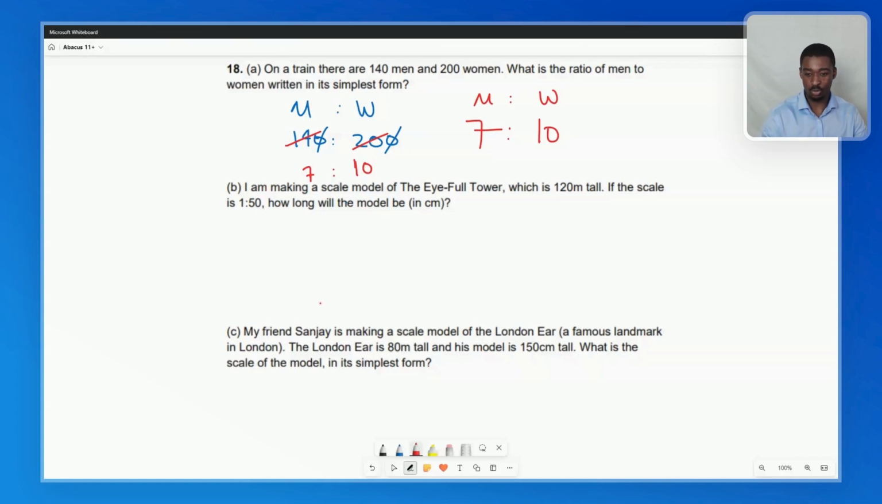Now for part B, we're told that we're making a scale model of the Eiffel Tower, which in real life is meant to be 120 meters tall, okay? Very tall. But for our scale model that we're going to make, we're going to use the ratio 1 to 50. So therefore, how long will our scale model be in centimeters? So let's break this down. There are a few different parts to this question. First thing is understanding that we're going from meters here to centimeters. Okay, so let's be mindful of that.